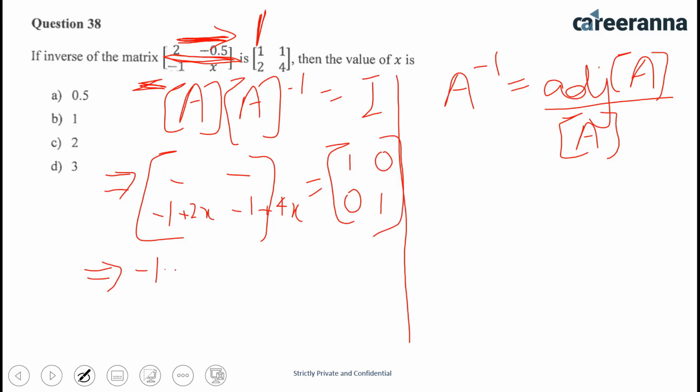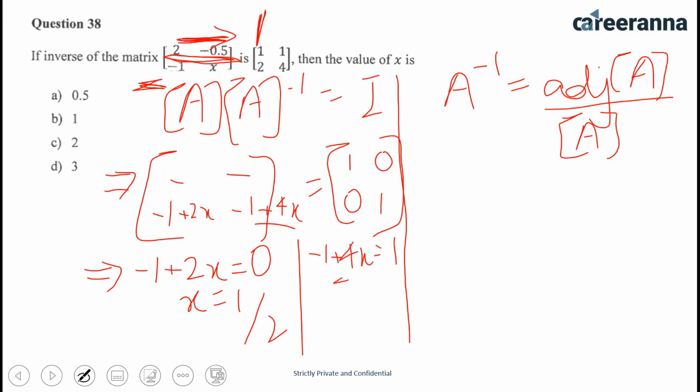Now we'll equate it. So −1 + 2x equal to 0, and x comes out to be half. If I take this one, then −1 + 4x equal to 1, so 4x is equal to 2, and x comes out to be half. So in both cases, I'll be getting the value of x as half or 0.5, and our answer to this question is A.